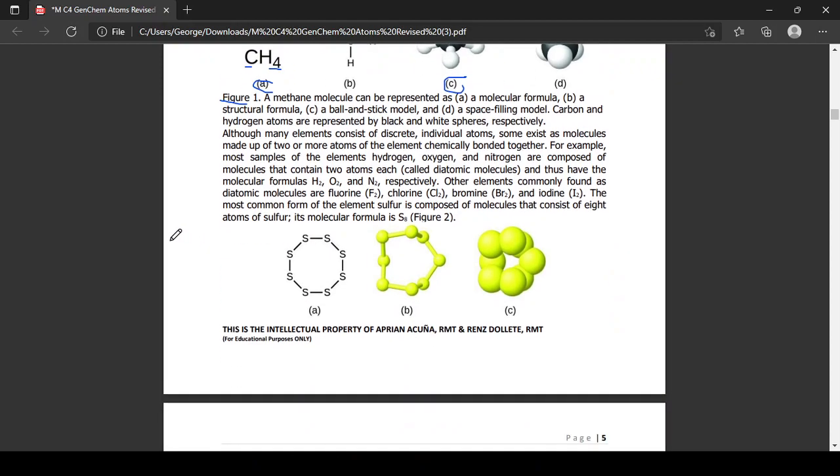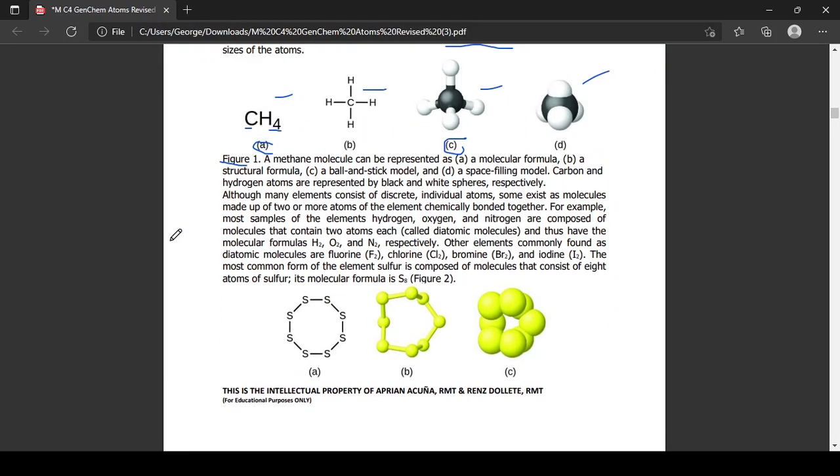So first, read this Figure 1. A methane molecule can be represented as A, a molecular formula; B, a structural formula; C, a ball and stick model; and D, a space filling model. Carbon and hydrogens are represented by black and white spheres, respectively.